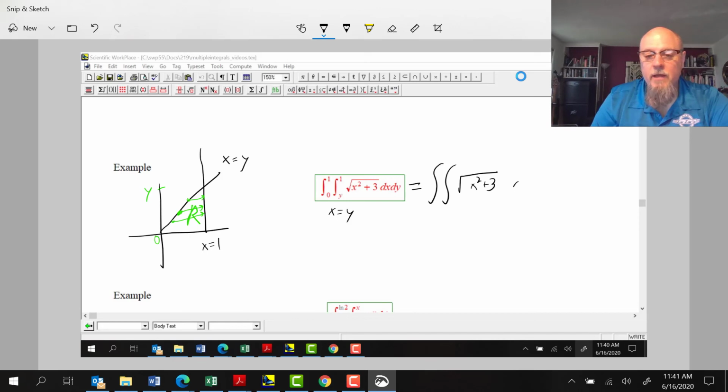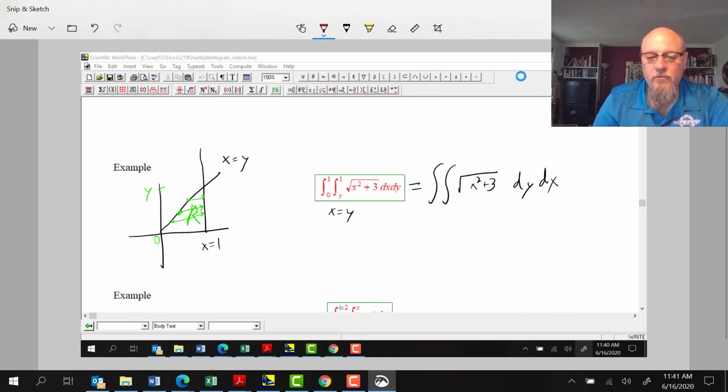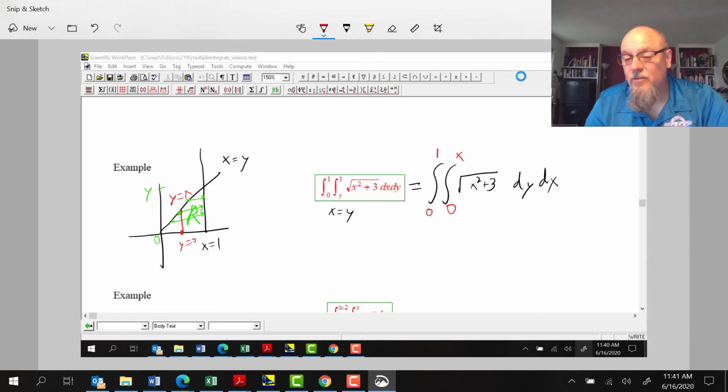I'm trying this out. I'm going to do dy first and then dx. So in my shape, if I'm doing y first, my y's are starting on the curve y equals 0 and ending on the curve y equals x. So I'm going from y equals 0 to y equals x. And now my x's, lowest x in the shape is 0, highest x in the shape is 1. So this answer and this answer are the same numerically.